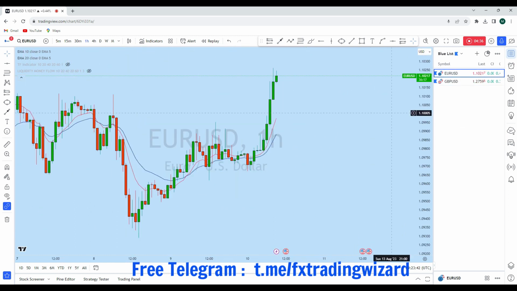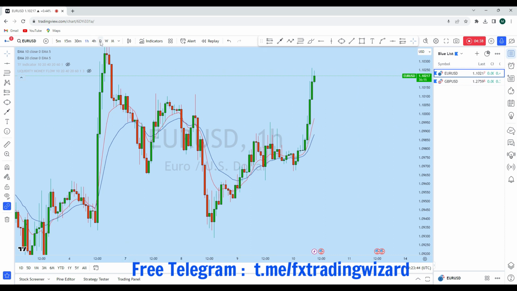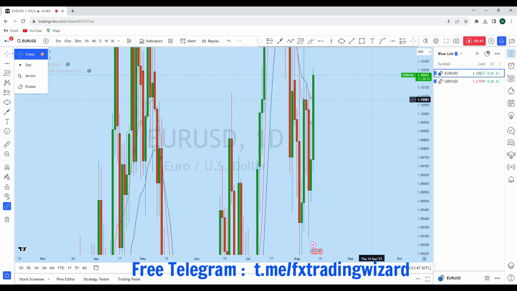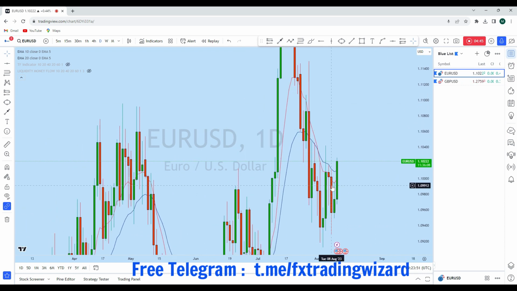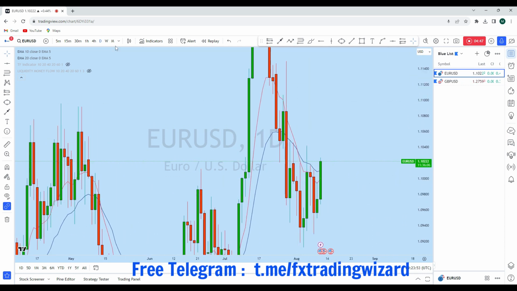Now let's look at euro dollar. Looking at the daily, as you can see, like the GBPUSD, euro dollar also had a bounce to the upside. This market is also in a long term downtrend.